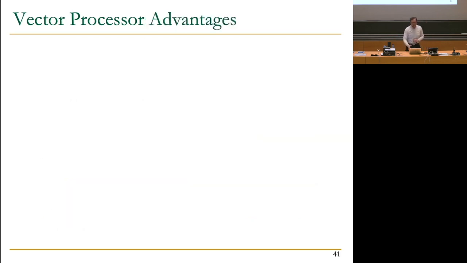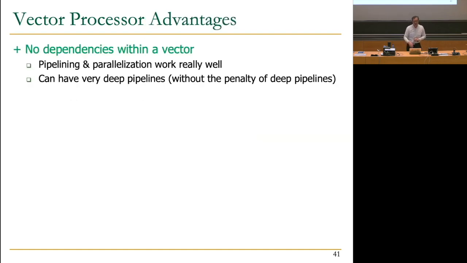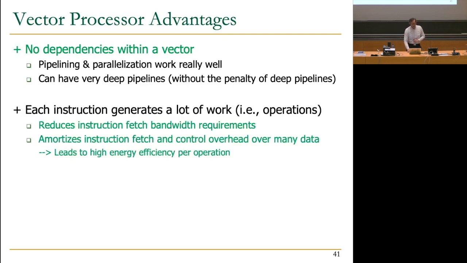Okay, so what are the advantages of vector processors? Essentially, the lack of dependencies within a vector enables pipelining and parallelization. Pipelining is actually in time, if you will, and parallelization is in space. So you can actually do array processing as well as vector processing, which is nice. And you can have very deep pipelines without the penalty of deep pipelines, except for, of course, the sequencing overhead, right? And the hardware overhead. I'm kind of ignoring that, but the other performance penalty, like flushing the pipeline, you don't need to do that. Each instruction generates a lot of work, lots of operations, basically.